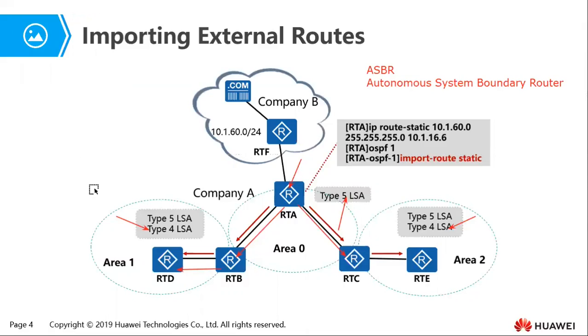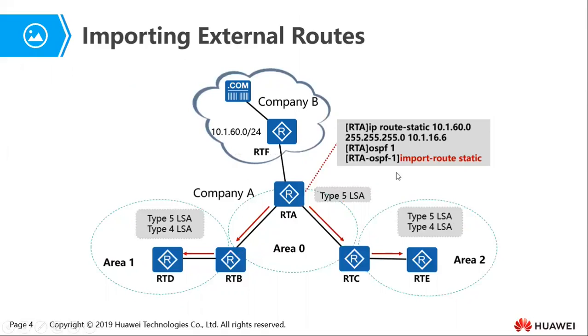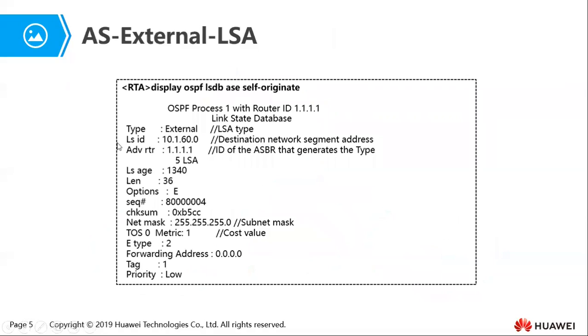Okay, so let's go on to the next one. This is how the type 5 LSA looks, AS external. Remember, here we are using this topology. We are in this network, in this router RTA. We want to see the type 5 LSA that it produces and how it looks. That's the example we are using here.